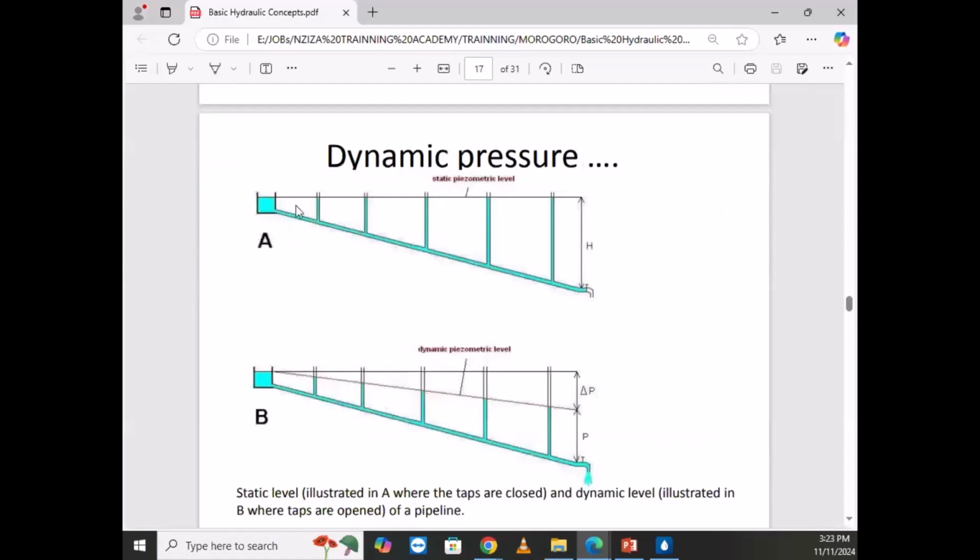This I already explained there. So the static pressure, when water starts moving, you see the valve here is opening. That is where the head losses are starting to be created. Even in the model, when you run your model, from point A to point B you will be able to see immediately how losses have been created.